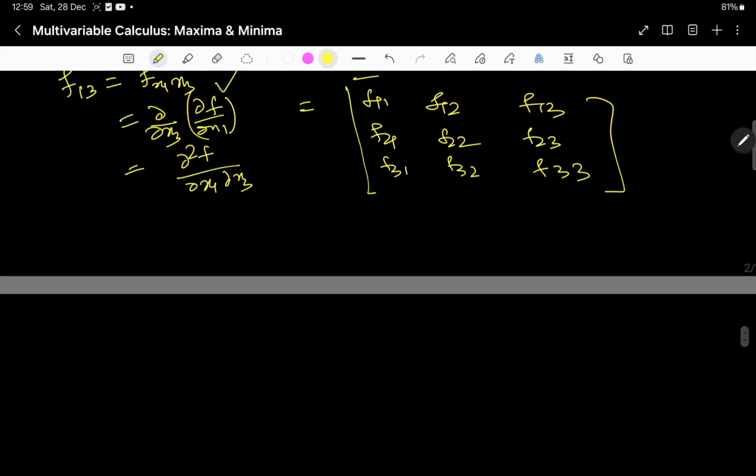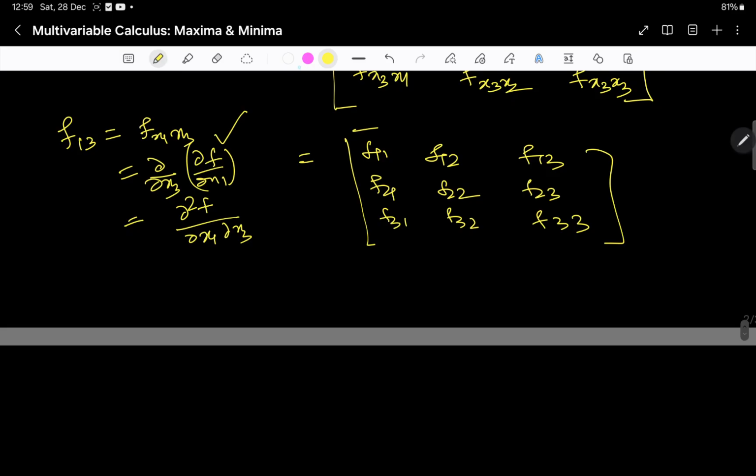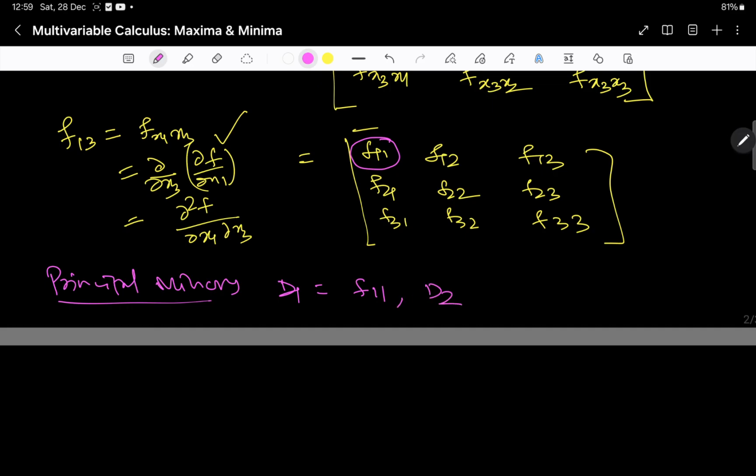Then we consider the principal minors. This will be my d1. So my d1 is my f11. Now what is my d2? d2 means we have a second order matrix keeping the diagonal fixed. So my d2 will be the determinant of f11, f12, f21, f22. And my d3 is the determinant of the Hessian matrix itself.